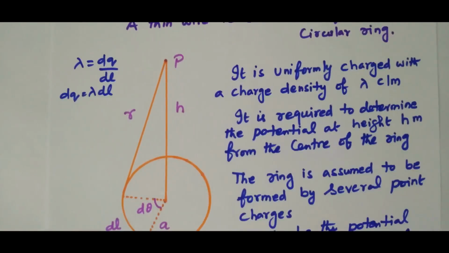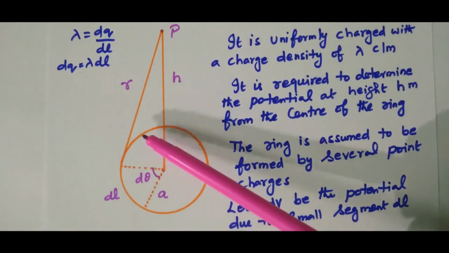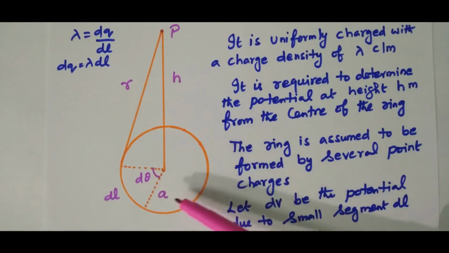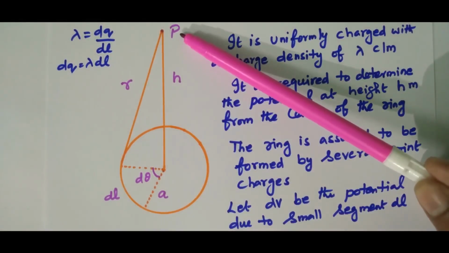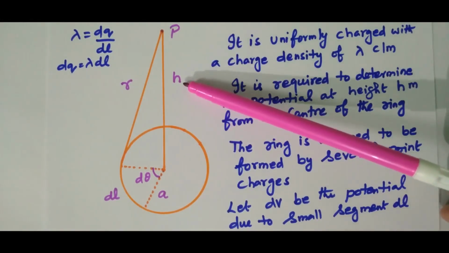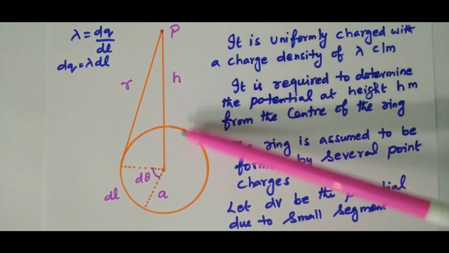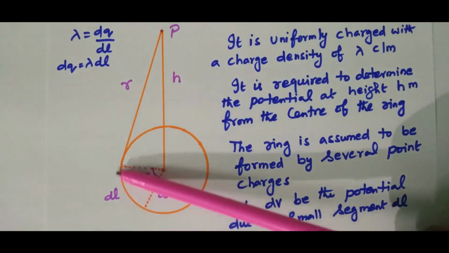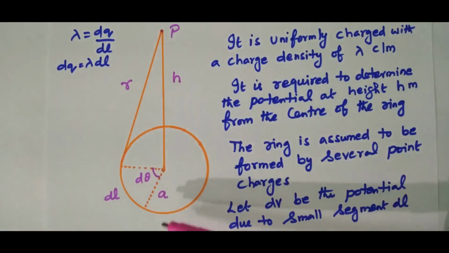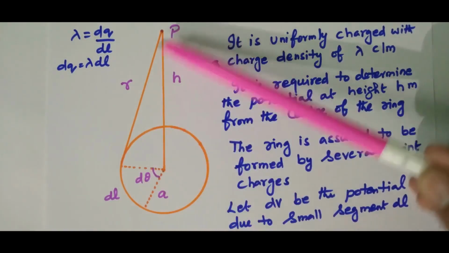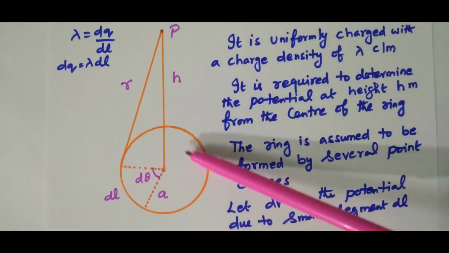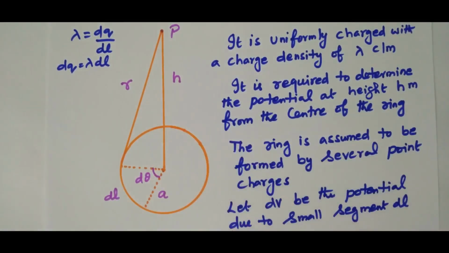Now we'll see the diagram. This is the ring. The lengthy wire is there, the two ends are joined together and form the ring. The radius is a meters. What is our aim? I need to find the potential at this point P, which is at a height of h meters from the center of the ring. Now consider one small segment dl. L is the total length, dl means small segment. The distance between the small segment and point P is r meters. This angle is theta, d theta is the small angle.